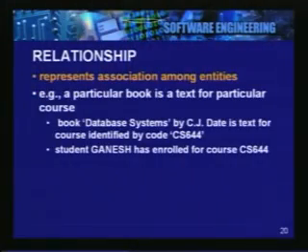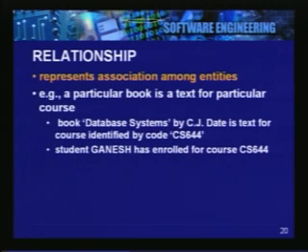Let us take a few examples. A particular book can be prescribed as a text for a particular course. Now remember that book is an entity. Similarly, course is an entity. But now we are relating book and a course. We are saying that the book called Database Systems by author C.J. Date is a textbook for the course identified as CS 644.